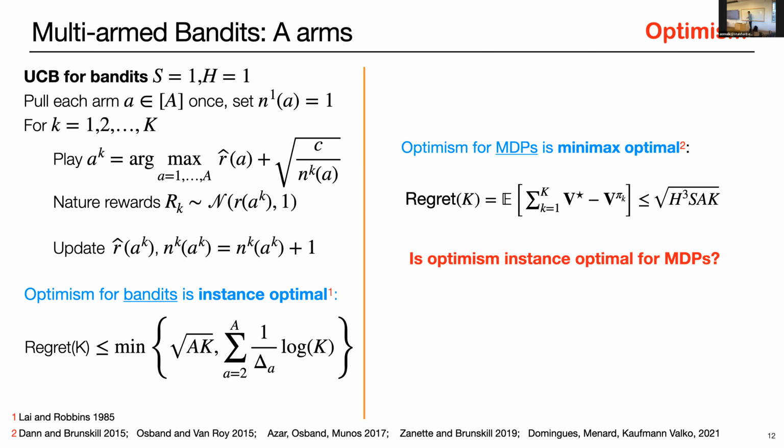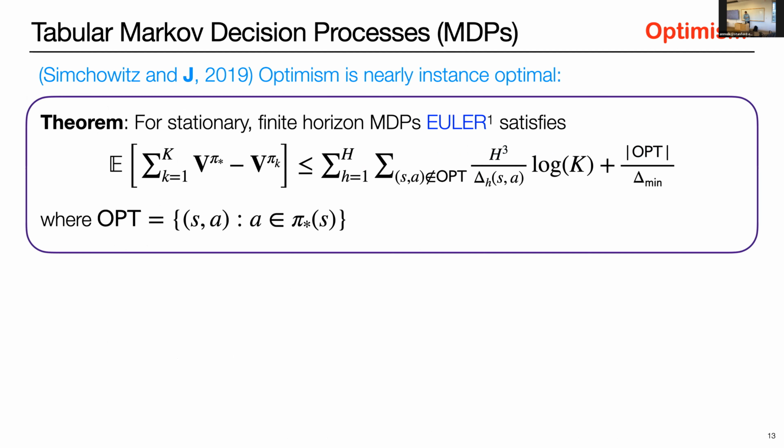And so the question is, is optimism also optimal? Or does it achieve a gap-dependent complexity, just like optimism does for bandits? Is optimism also optimal for MDPs? And the answer is yes, with some caveats.